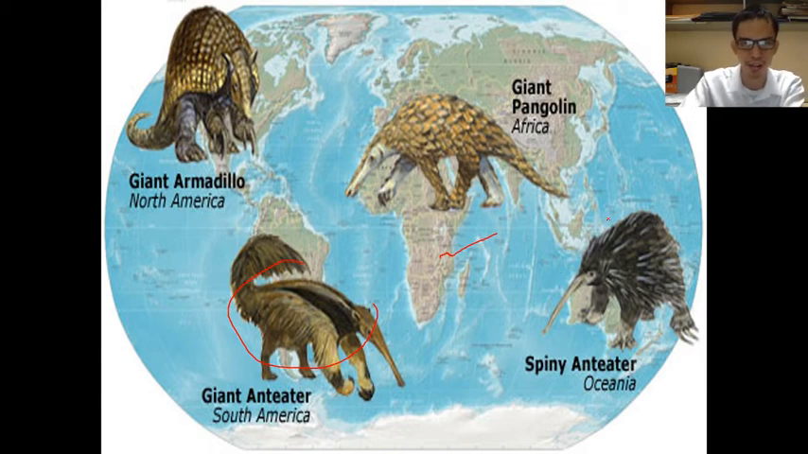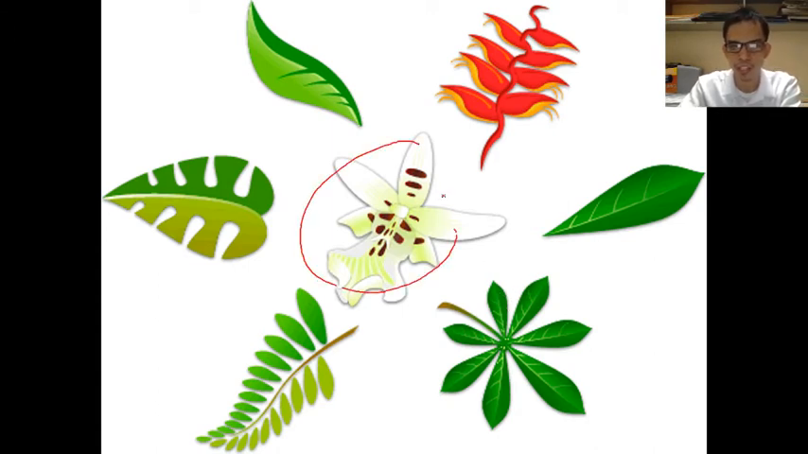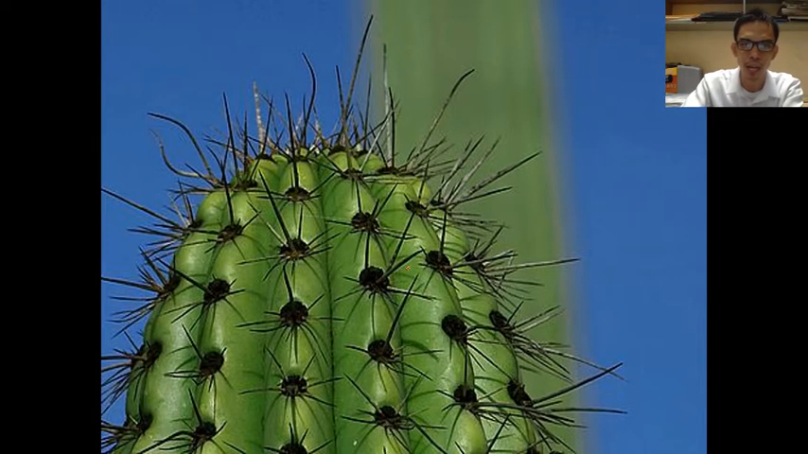Okay, next one. Some flowers and plant parts, like flowers and leaves. In orchids, this is their flower, but in birds of paradise, their flower looks like this. It is for attraction, but it is completely different in structure. It looks different, but has one function. Next one.